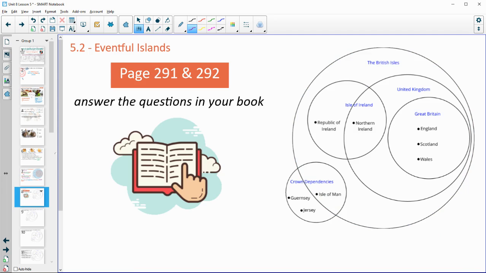So on pages 291 and 292, go ahead and answer those 10 questions about this Venn diagram and then come back to the video and we'll discuss them.